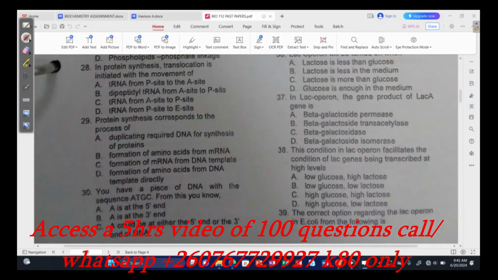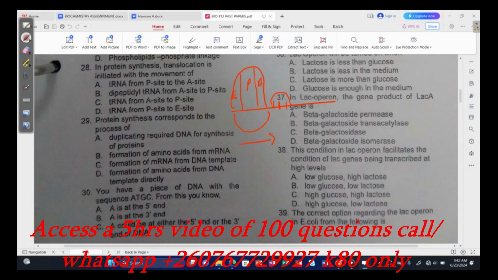28. In protein synthesis, translocation is initiated with a movement of... So in protein synthesis, you know that you're going to have messenger RNA, the large ribosomal subunit, and the small subunit. The large ribosomal subunit has three sites: the E site, the P site, and the A site. So translocation is a movement of one step. This ribosome is going to move one step, that is one codon forward.